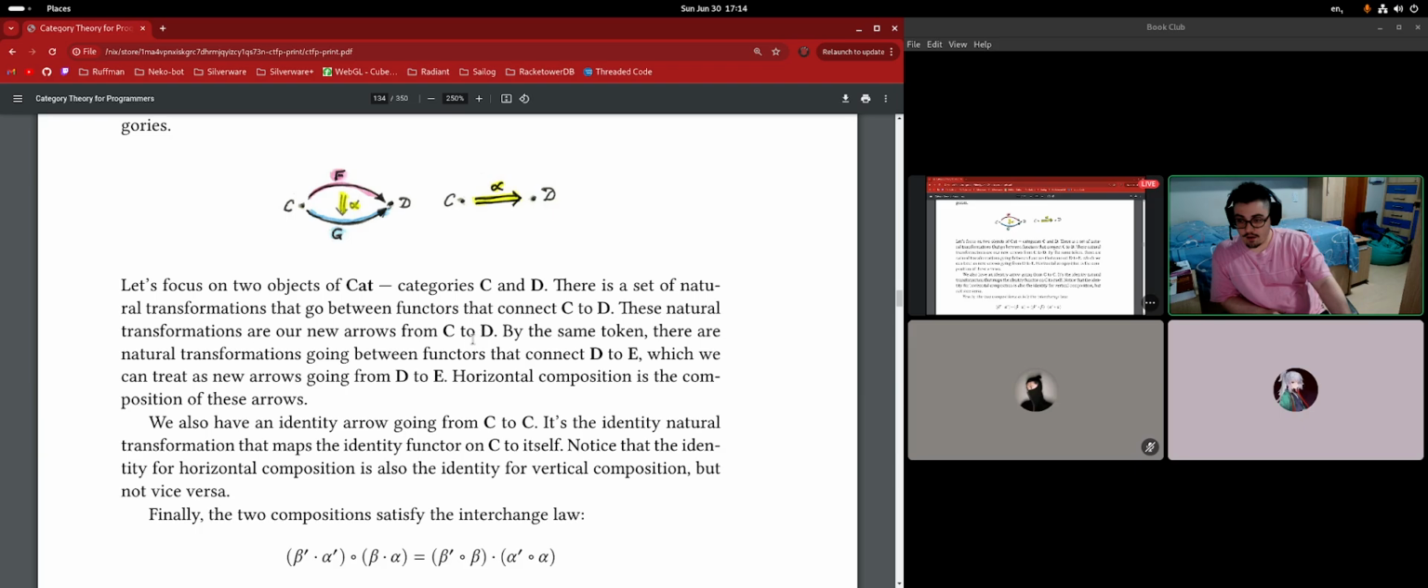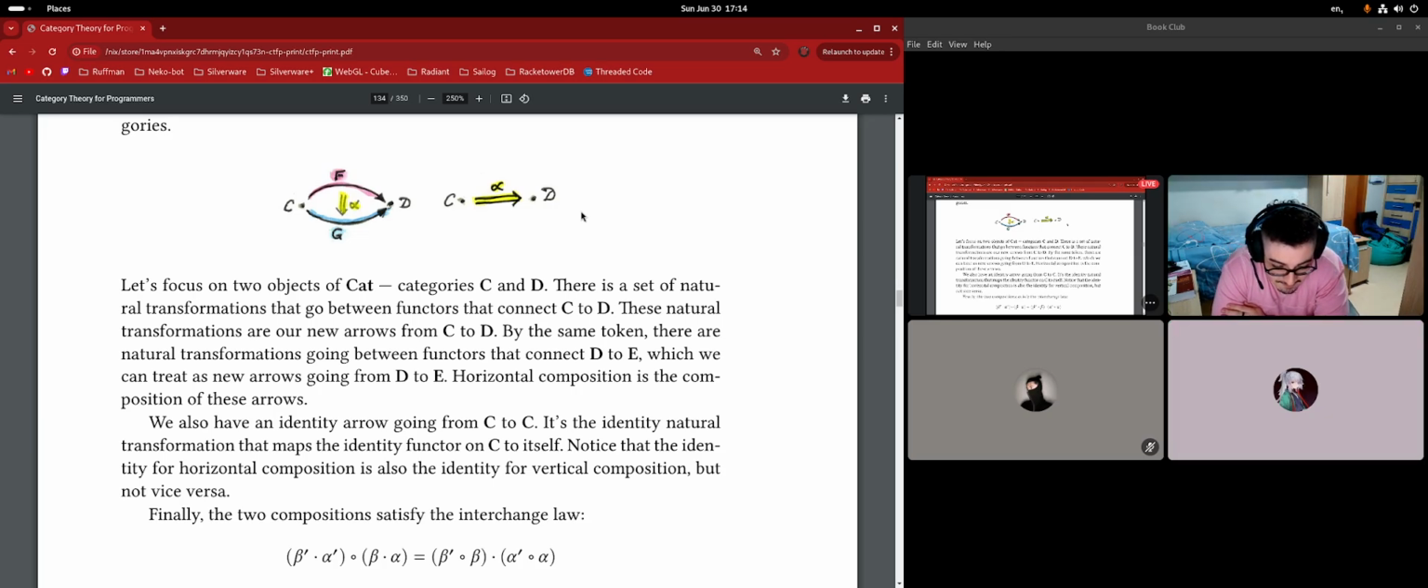We also have an identity arrow going from C to C, so there is an arrow going from C to C. It's the identity natural transformation that maps the identity functor on C to itself. So it's basically F of A going to F of A, right? Yeah. Cool. Notice that the identity for horizontal composition is also the identity for vertical, but not vice versa.